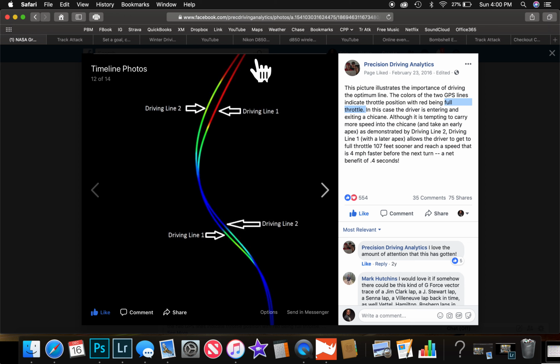So we know the track's in that direction. We know that this guy late apexed and then early apexed. Excuse me, this guy early apexed and then early apexed again. This guy late apexed and prioritized this driving line to get on the throttle and go. Do you see that?